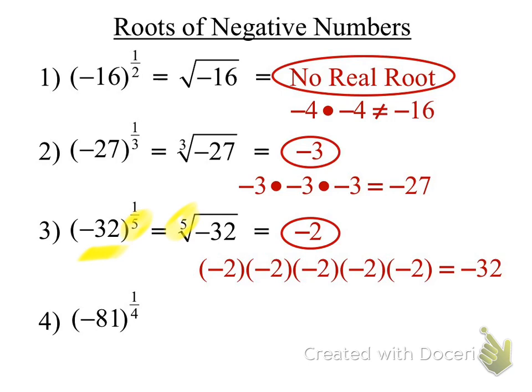Let's go. Negative 81 to the 1/4 power. Natalia? No real root because the denominator, the 4, is even. Even. You can't have a negative number. Does that make sense?